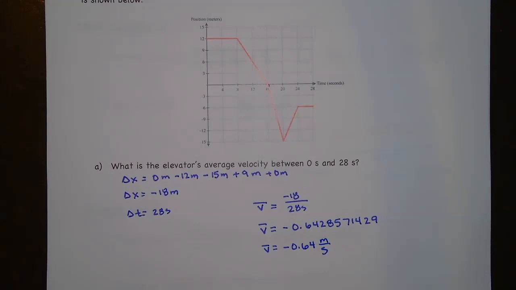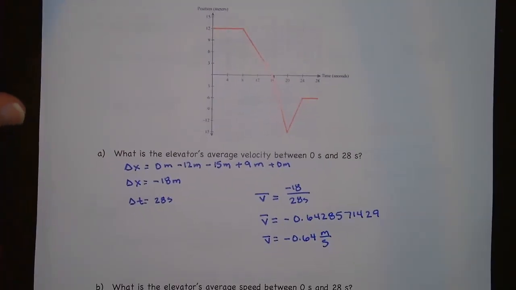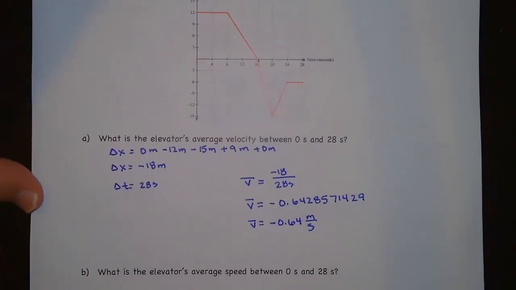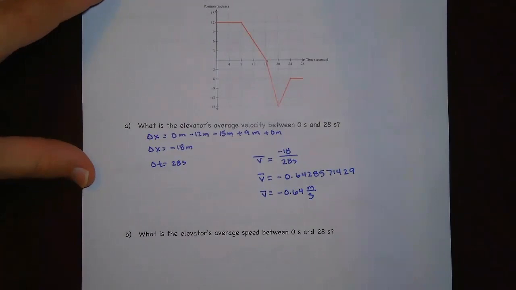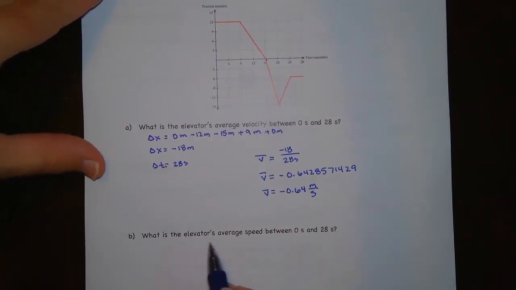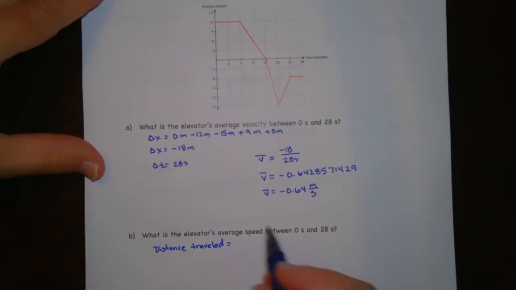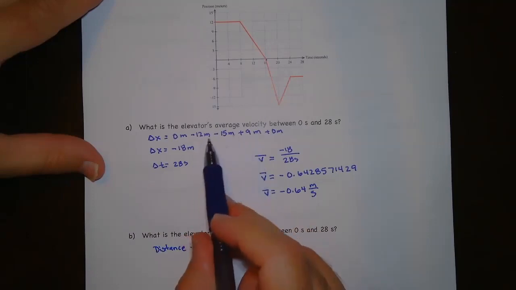All right, so the next one that we need to do is this same type of problem, but it's going to be the average speed. So I'm going to zoom out a little bit because I still need to use that graph. Okay, so what is the elevator's average speed between 0 and 28 seconds? So I need to figure out the distance traveled, which would be, okay, so what happens is all of these become positive.